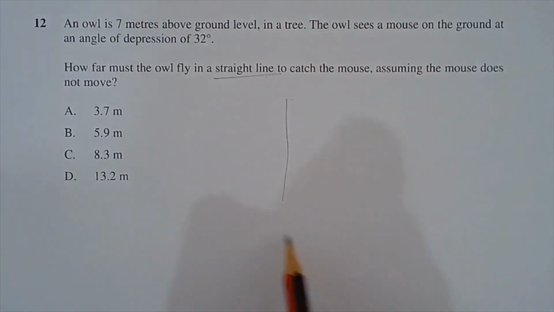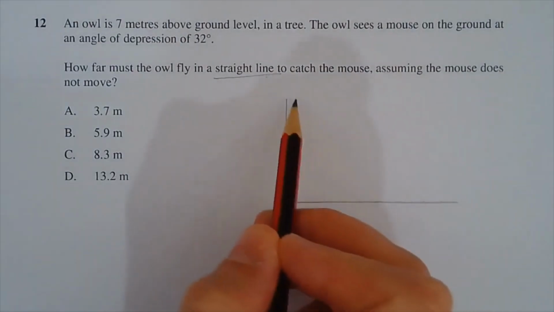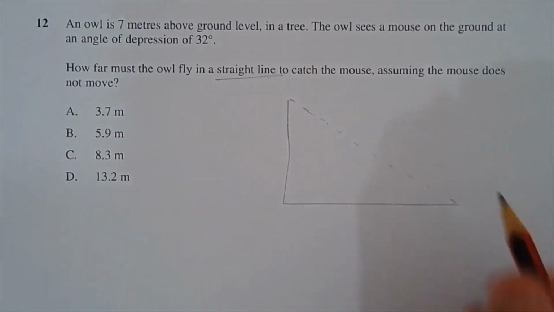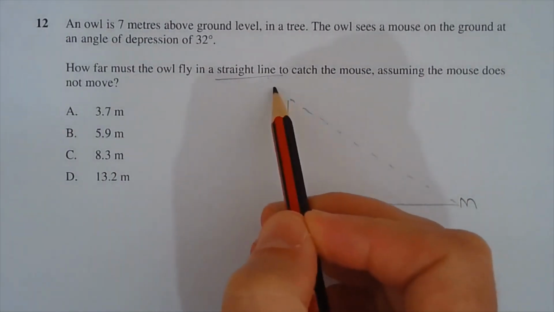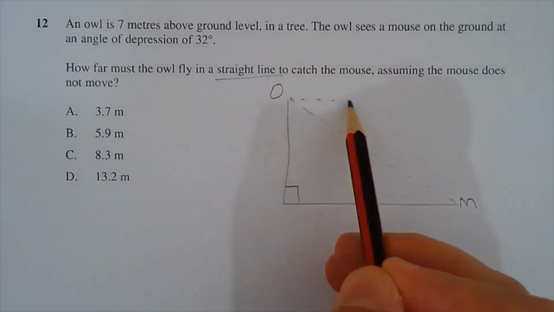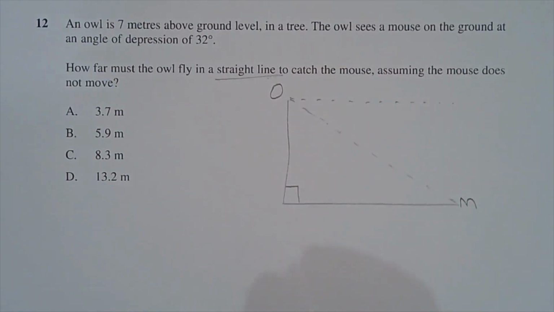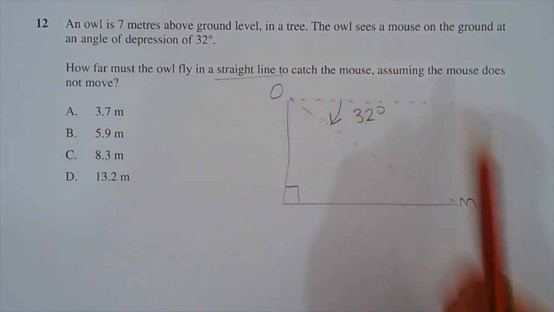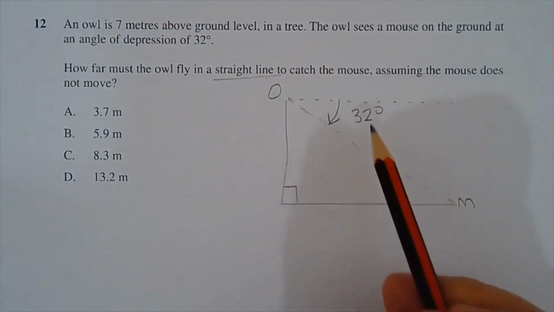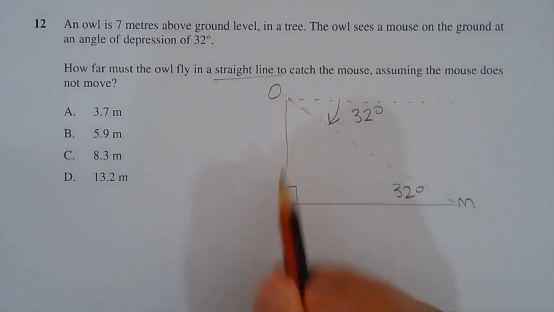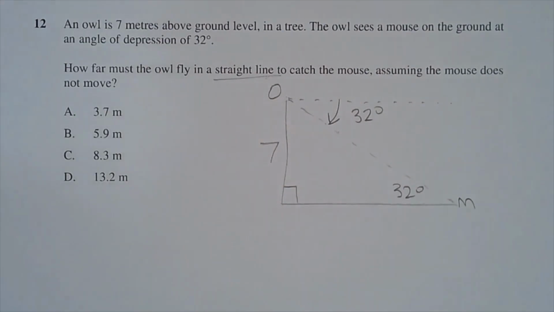There's our tree, there's the ground, here's the straight line distance, there's the mouse, okay. There's the owl, 90-degree angle. Now we'll draw in our angle of depression, which is drawn in reference to a horizontal. Now the angle of depression and the angle of elevation are in fact identical, and from the owl, from the top of the tree to the ground is 7 meters, and we want to find the straight line distance.